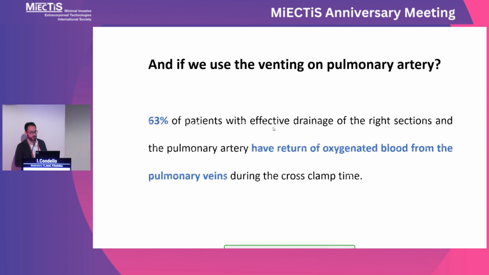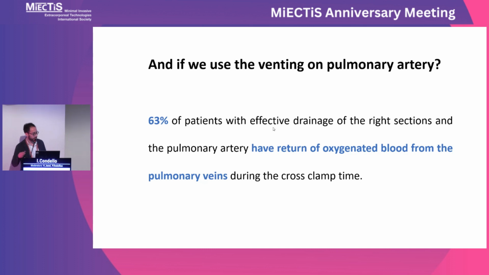And if we use venting on the pulmonary artery to prevent this, 63% of patients that have effective drainage of the right section on the pulmonary artery have a return of oxygenated blood from the pulmonary veins during the cross-clamp time. This is an important issue because most people say that if I have good drainage from the right cavity or put the venting in the pulmonary artery, I resolve the problem in the pulmonary vein. This is an important issue for the closed circuit and for extracorporeal membrane oxygenation. Today we have a problem of venting.